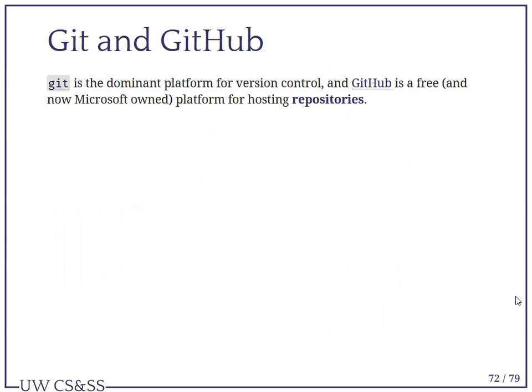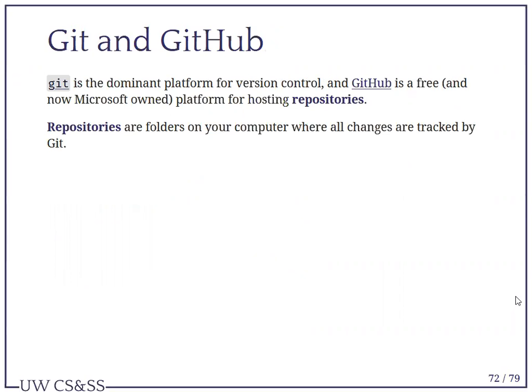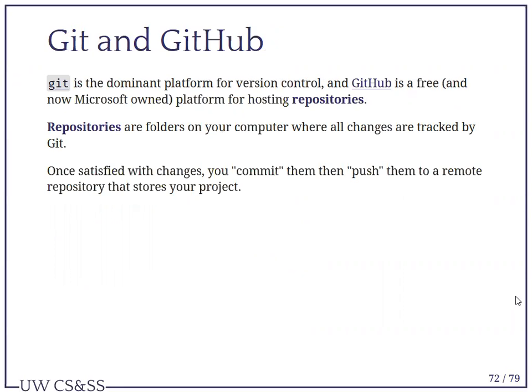Git is the dominant platform for version control, and GitHub is a free, and now Microsoft-owned, platform for hosting repositories. Repositories are folders on your computer where all changes are tracked by Git. Once satisfied with changes, you commit and then push them to a remote repository that stores your project. Like this class and these slides were committed and then pushed this morning over coffee.